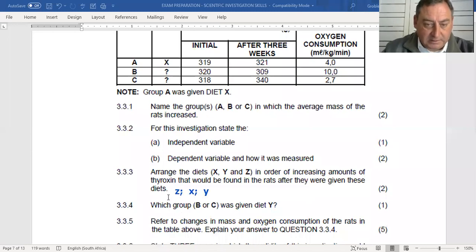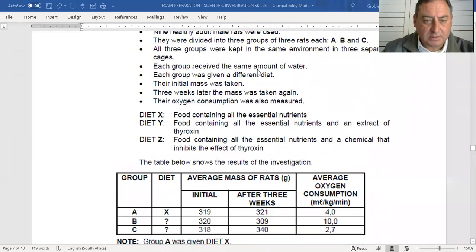So when learners wrote it like that, that year we gave 2 marks if they wrote the correct order like that. Now, which group, B or C, was given diet Y? And what was diet Y again? If we go back to the information, diet Y contained the thyroxine. So we said diet Y was here at B because they lost weight.